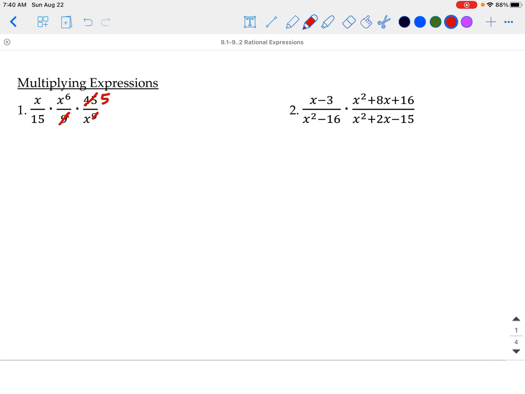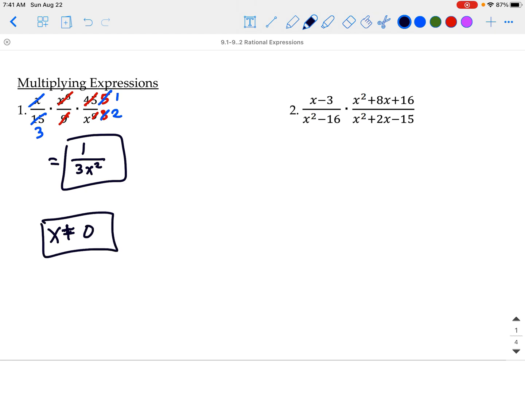We can cancel x to the 9th with x to the 6th, and we'll have 3 left over. And then we can continue in this fashion, cancel the 5 and the 15. So we'll have 1 and 3, and then we can cancel one more x out, and we will have x squared. So cleaning this all up, we'll end up with 1 over 3x squared for our final expression. We probably could have done the undefined values first, but it remains the same, which is just 0. So the denominator cannot equal 0.